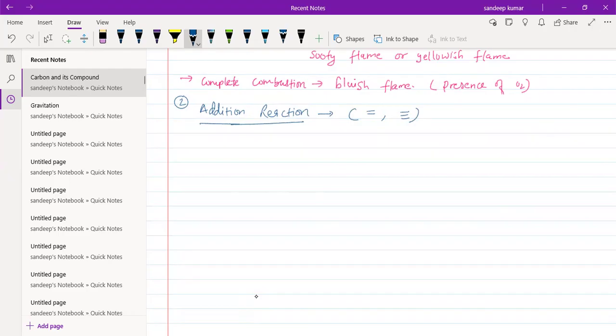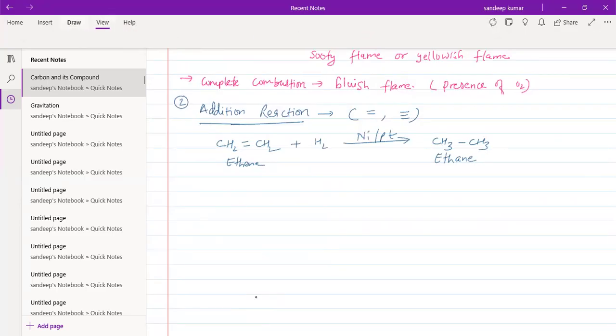Let's take one example, ethene, CH2 double bond CH2. It is an alkene, right? Whenever ethene reacts with hydrogen in the presence of a catalyst, nickel or platinum, what will happen? One hydrogen comes here, one hydrogen comes here, so it will form CH3 single bond CH3. So ethene changes to ethane. Now, so this is ethene. What is ethene?